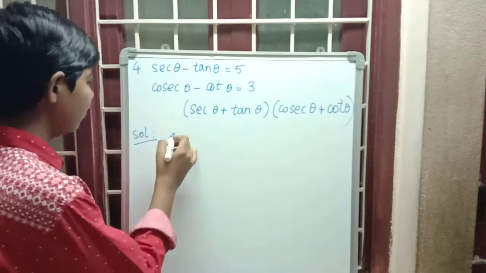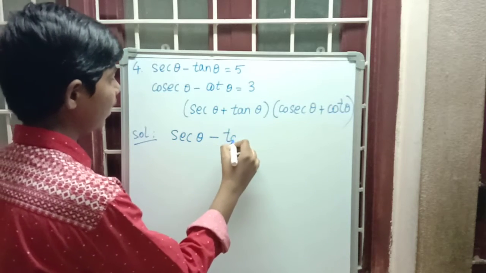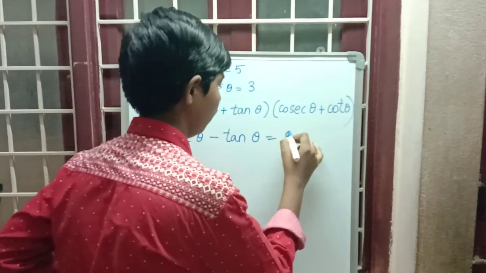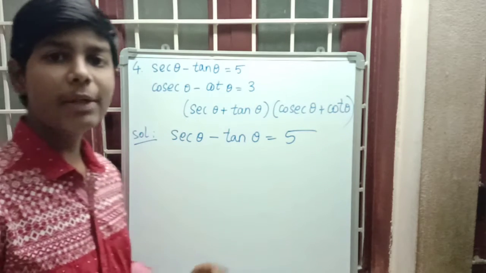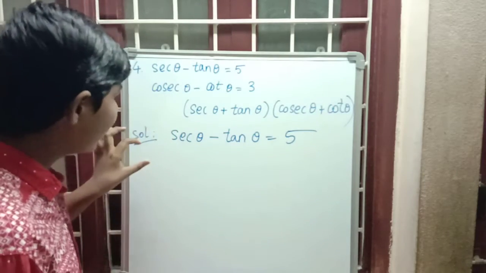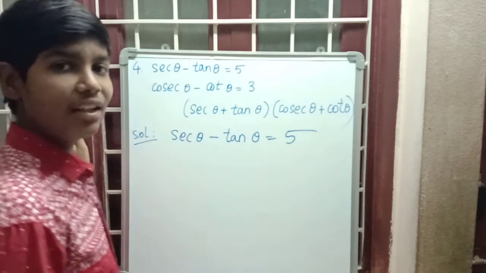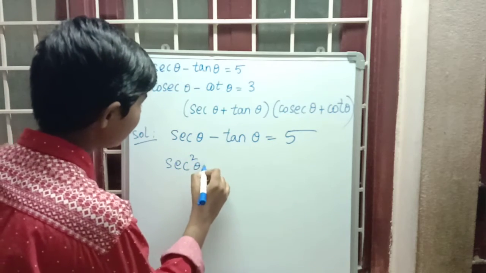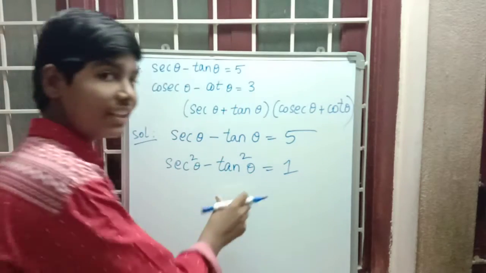So we are solving. First we will take secant theta minus tan theta is equal to 5. Next, as there is a trigonometric identity, we have three trigonometric identities. What is the identity for the relationship between secant and tan? Secant square theta minus tan square theta is equal to 1. This is the relation, right?